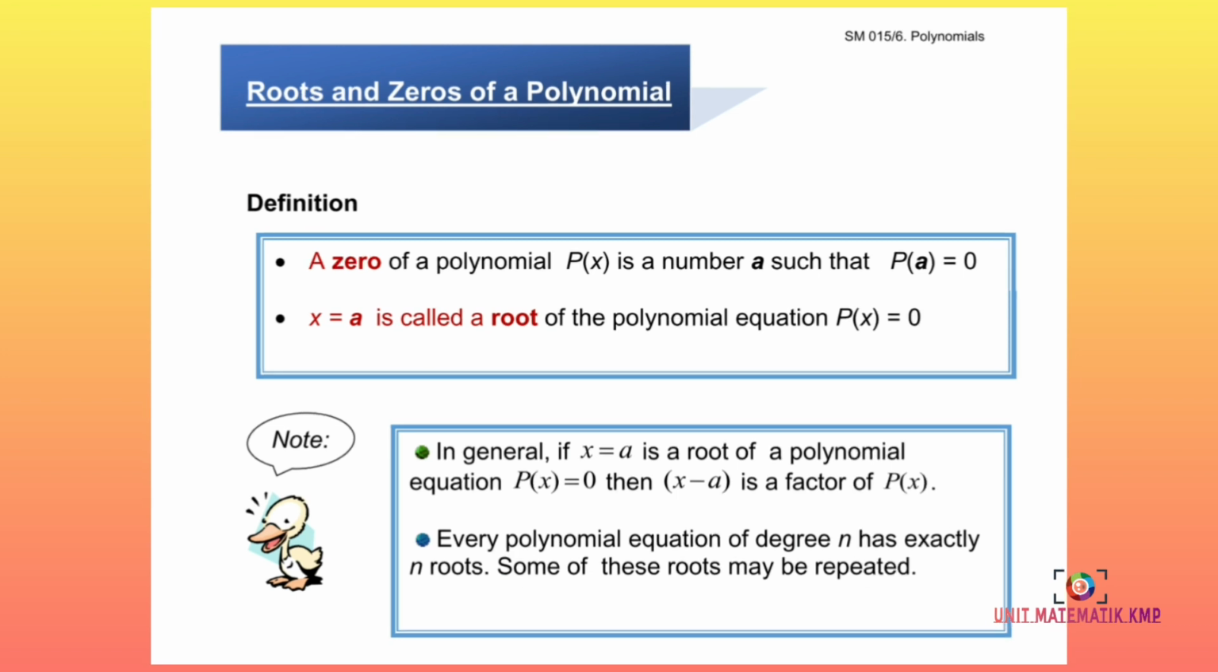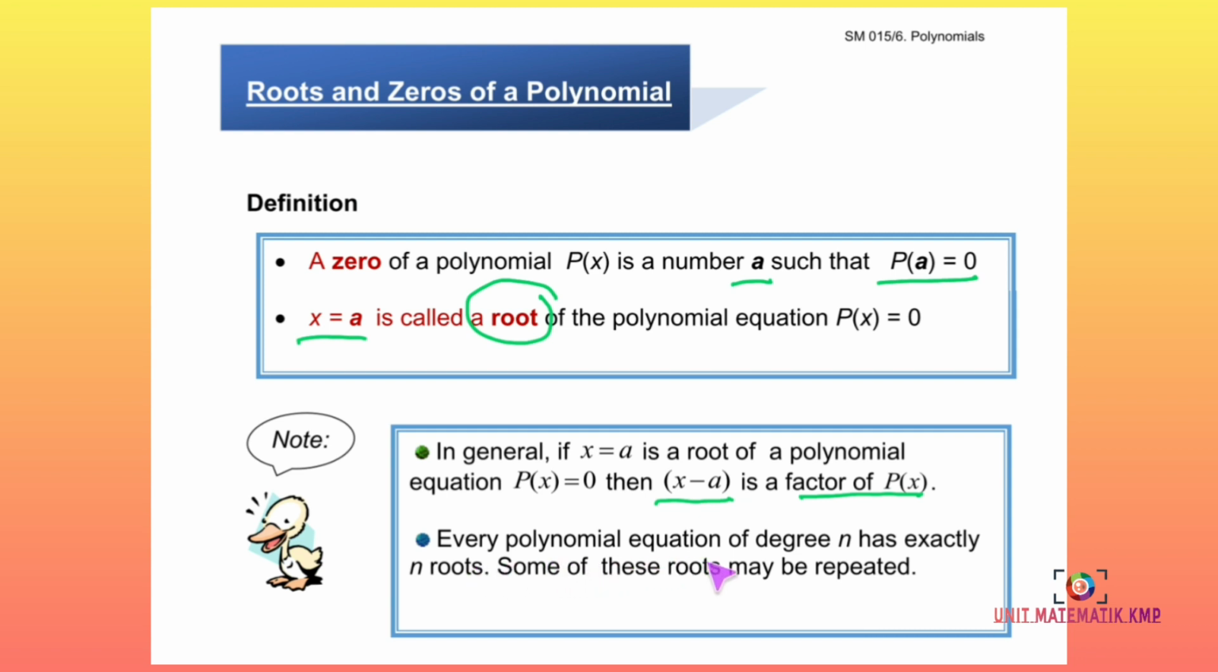Now we move to the next subtopic, which is roots and zeros of polynomials. Definition: a zero of a polynomial P(x) is a number a such that P(a) equals 0. x equals a is called a root of the polynomial equation P(x) equals 0. In general, if x equals a is a root of the polynomial equation P(x) equals 0, then x minus a is a factor of P(x).